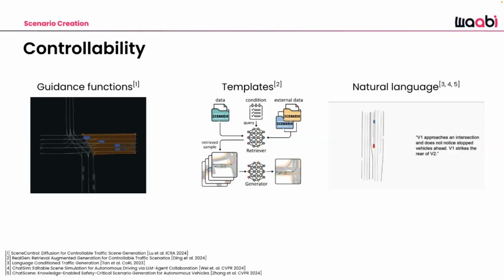More recently, some papers have also taken controllability one step further so that we can control the kinds of scenarios we want to generate through natural language directly, right? So for example, LCT-Gen uses a large language model to generate a structured description of a scenario, and then it uses a generative model to generate the scenarios themselves, conditional on that structured description. So these are all super exciting directions to improve the controllability of generative models for scenario generation.